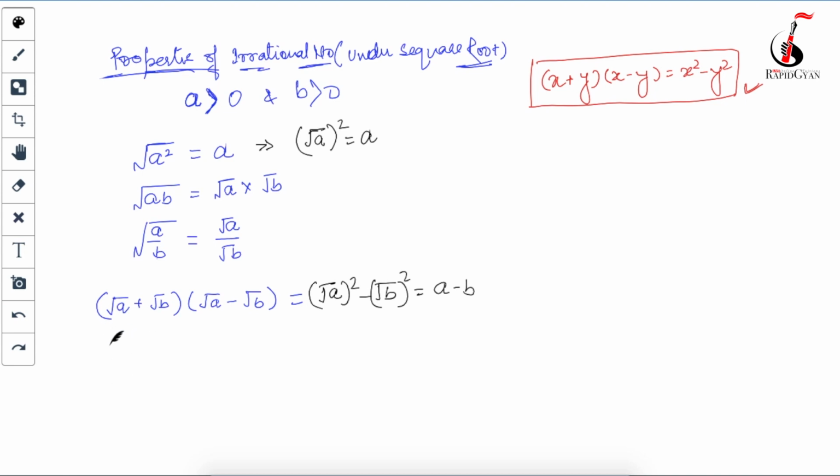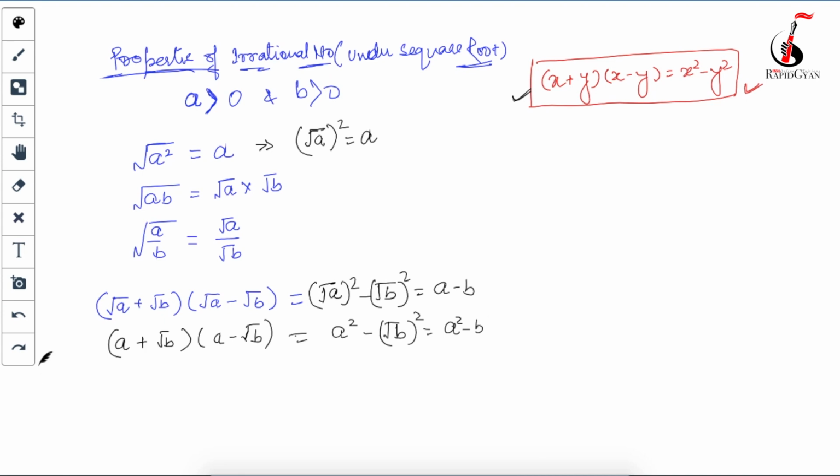Now suppose something is written like a plus under root b and a minus under root b. You can use the same formula. This will become a square minus under root b whole square, which will give me a square minus b. Hope you understand this.